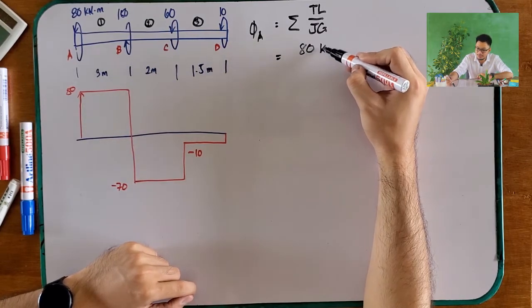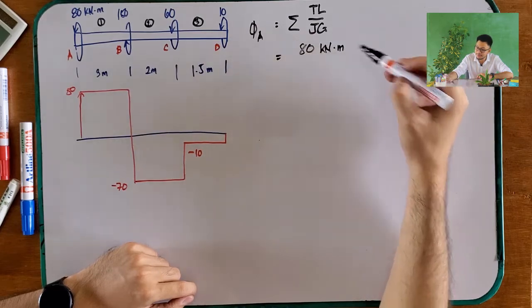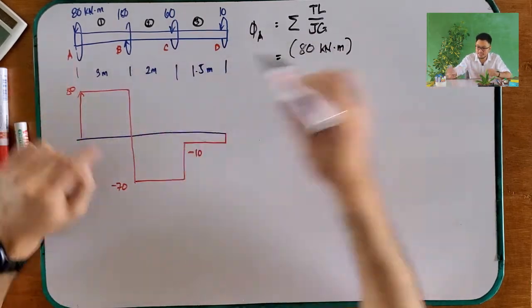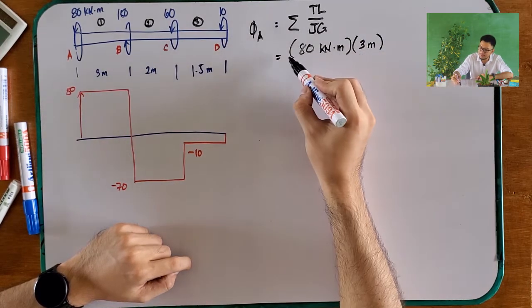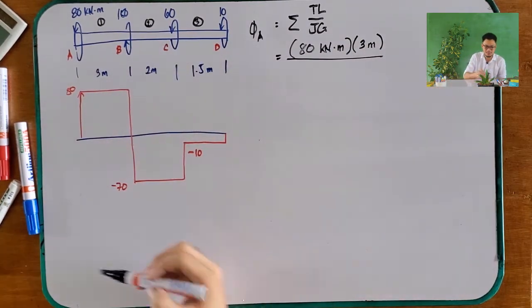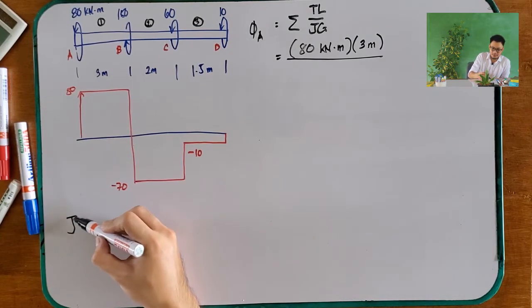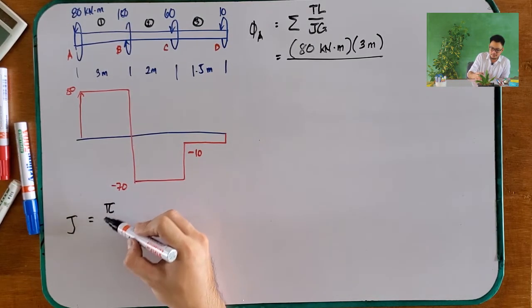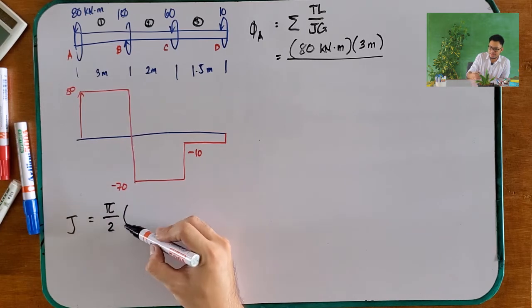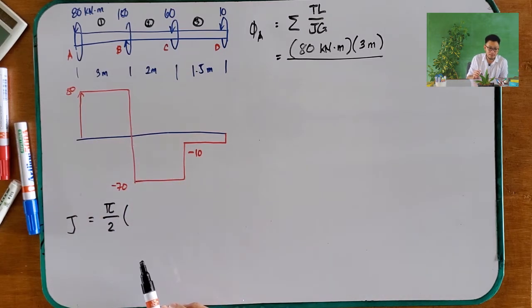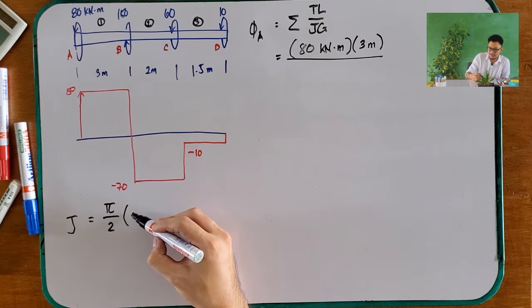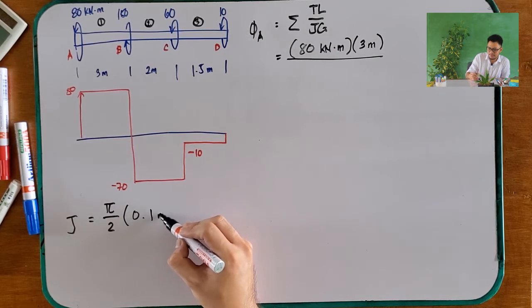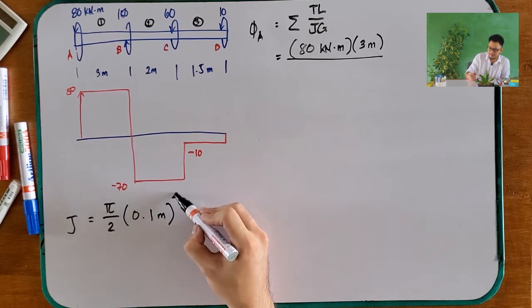Okay? Sige. So segment 1 is positive 80 kilonewton meter times ang length diha sa atong 80, which is 3 meters. Ang atong polar moment of inertia, we will solve for the polar moment of inertia. Your polar moment of inertia is pi over 2 multiplied by the radius to the 4th power, which is given as 200 millimeters ang diameter. So therefore, kung radius siya, 0.1 meter. Sakto? To the 4th power.